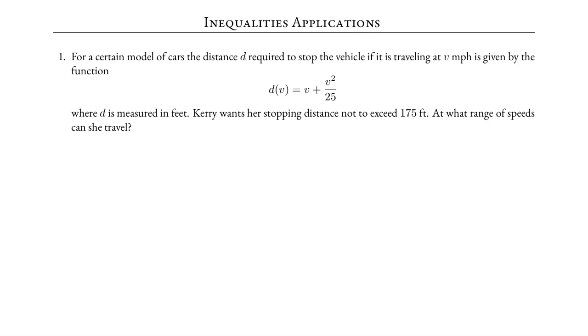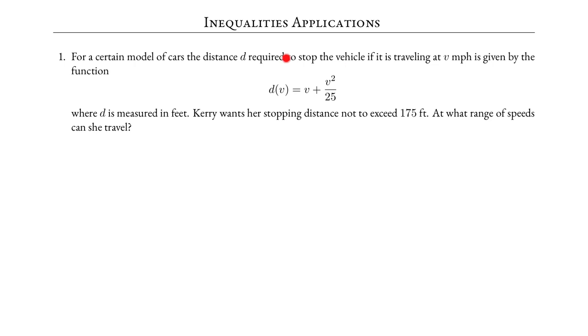Inequalities application. For a certain model of cars, the distance d required to stop the vehicle if it is traveling at v miles per hour is given by the function d of v equals v plus v squared over 25, where d is measured in feet. Carrie wants her stopping distance not to exceed 175 feet. At what range of speeds can she travel?